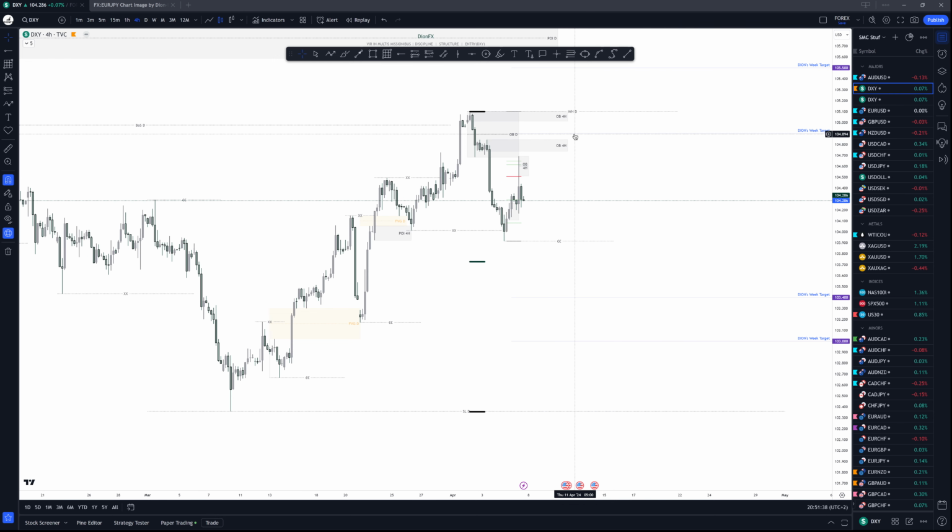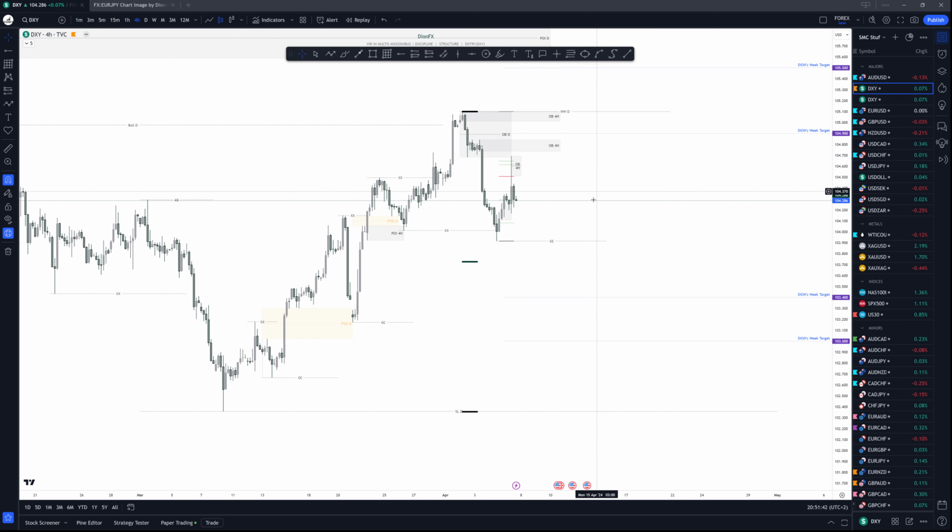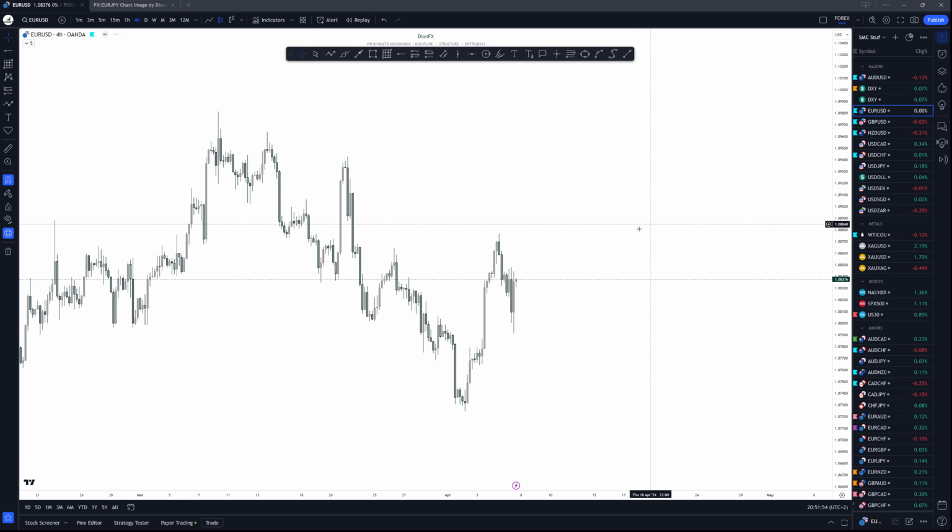If this one gets hit, there's a high probability that price will be reversing to the downside. Same as with this one, and same as with these two. If this one gets hit, then the probability is higher that price will be reversing to the upside too. Okay. So with this narrative, we will use the same one for EURUSD.